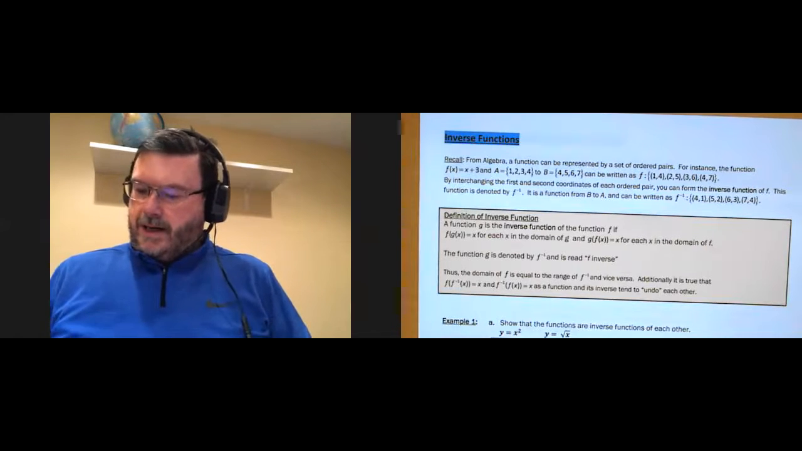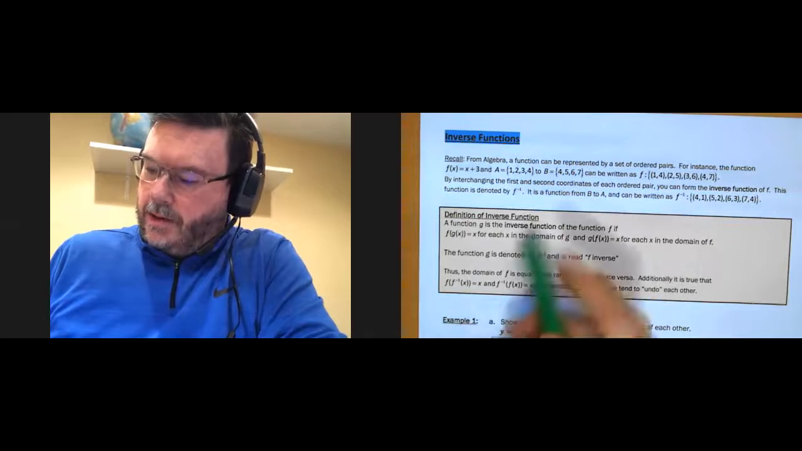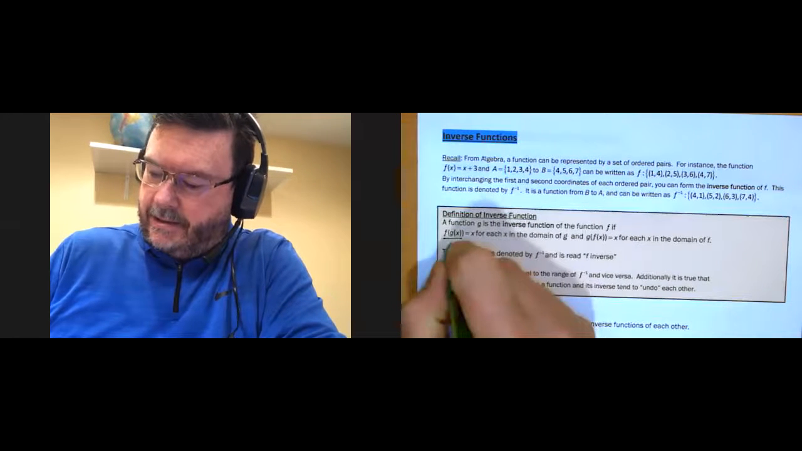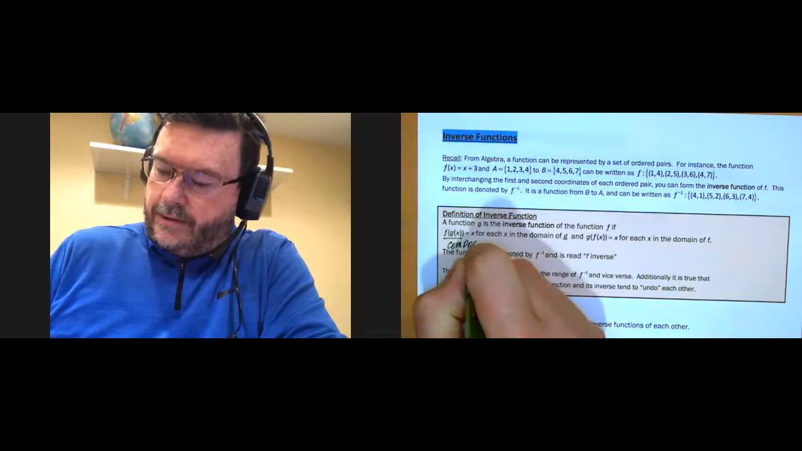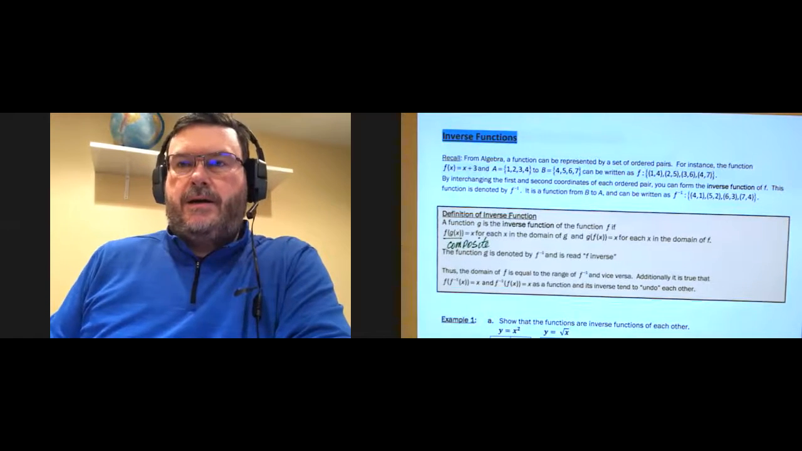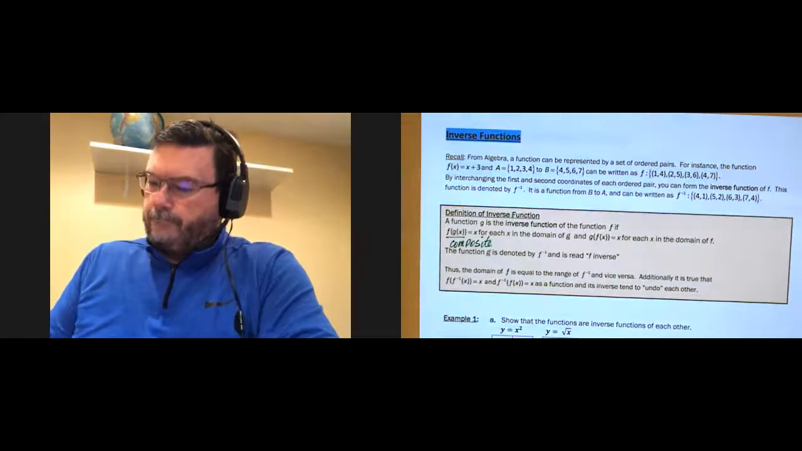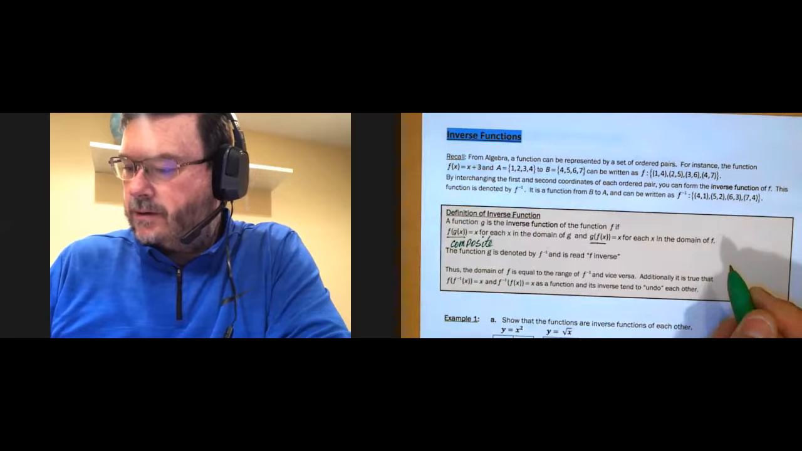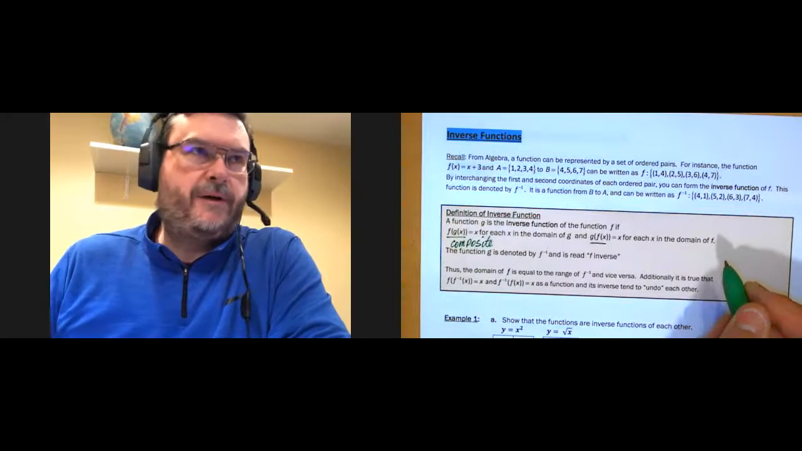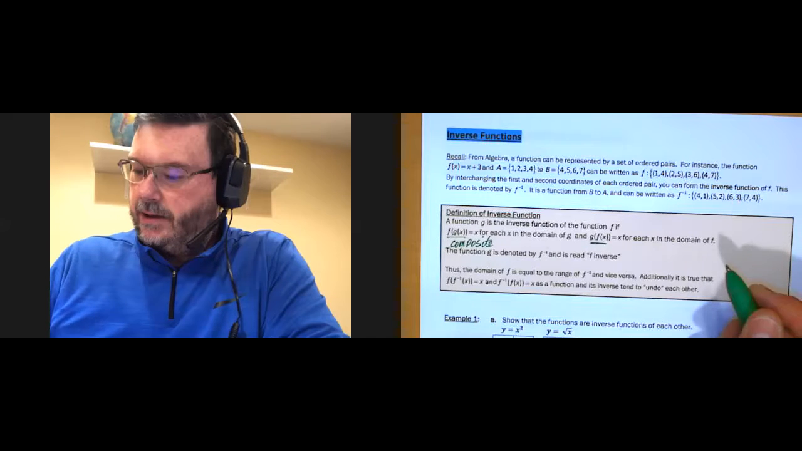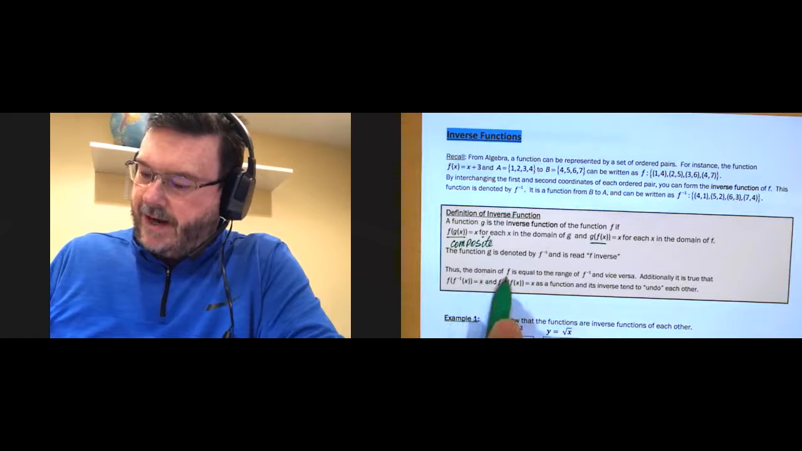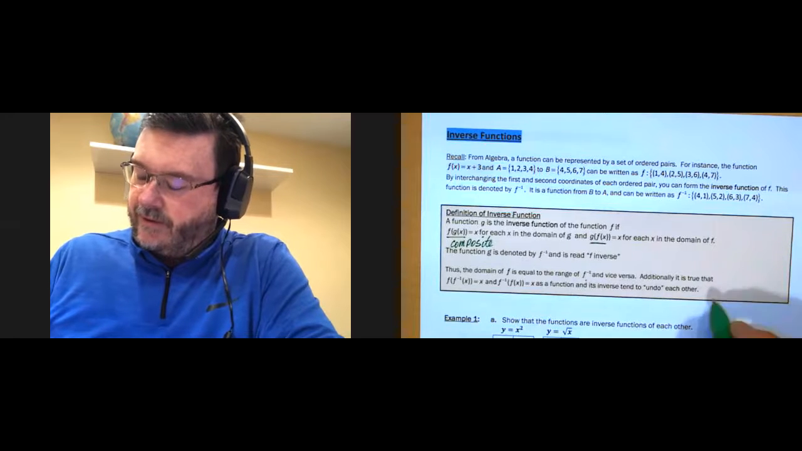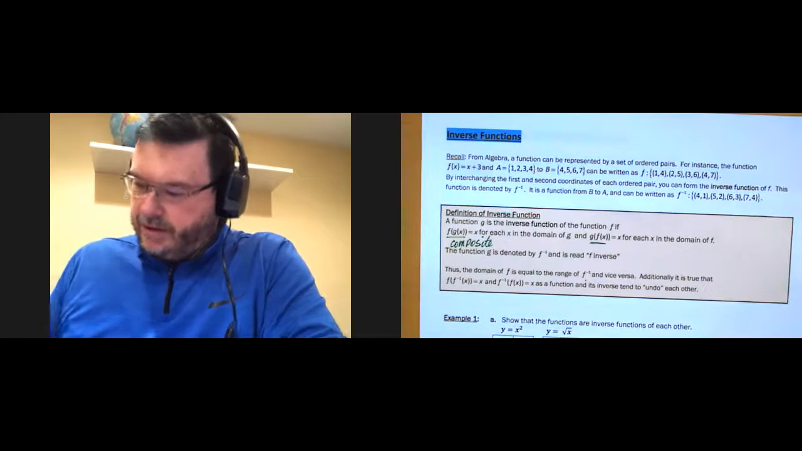So we're going to look at an inverse of a function, and an inverse of a function means that these are composite functions, and that's what we just got done doing with the chain rule. The composite function, and if I write it backwards, the inverse of the function is going to give you x. Thus, the domain of f is equal to the range of f inverse, and vice versa. So for instance, let's just jump right into this.